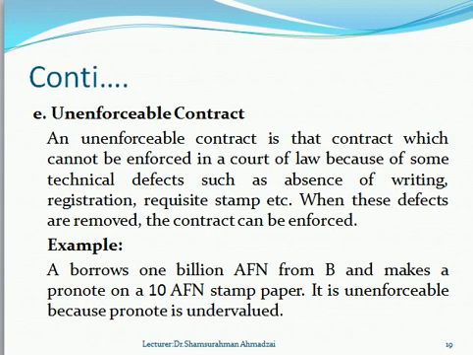The third type of contract, according to enforceability, is the unenforceable contract. An unenforceable contract is one which cannot be enforced in a court of law because of some technical defects, such as absence of writing, registration, or requisite stamp. When these defects are removed, the contract can be enforced.